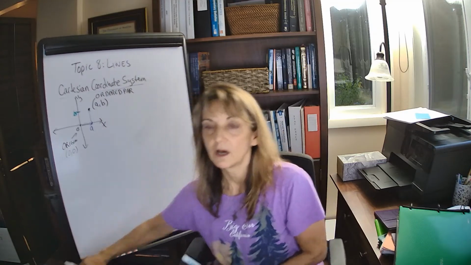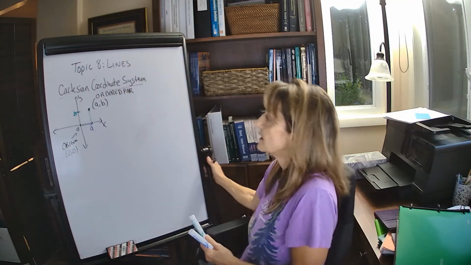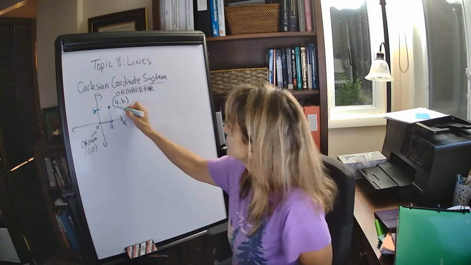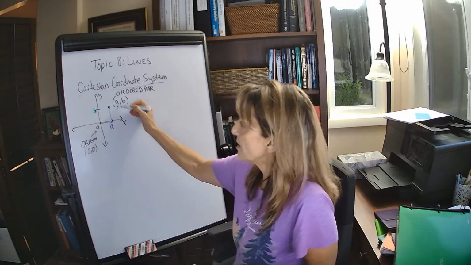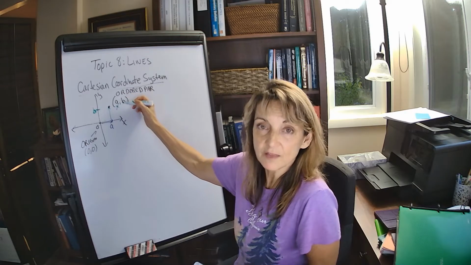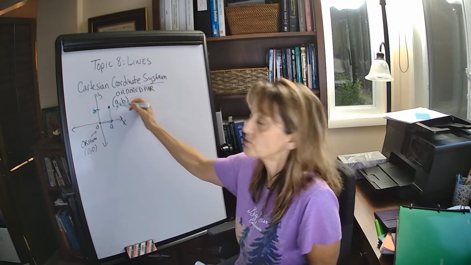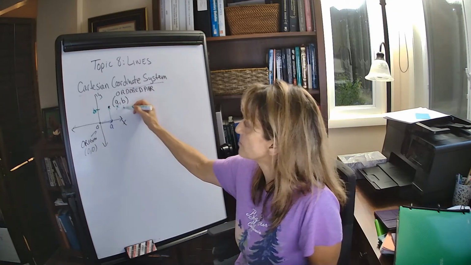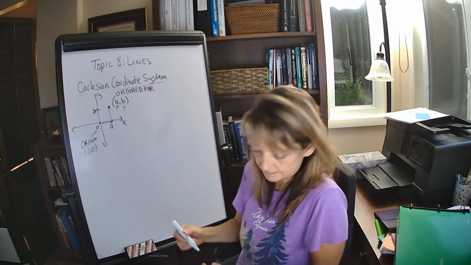The reason why we call it an ordered pair is that the order matters. The first number goes in parentheses, then a comma, then the second number. The first number is always referring to the x-axis, and the second number is always referring to the y-axis.